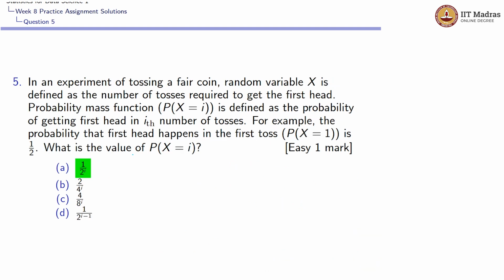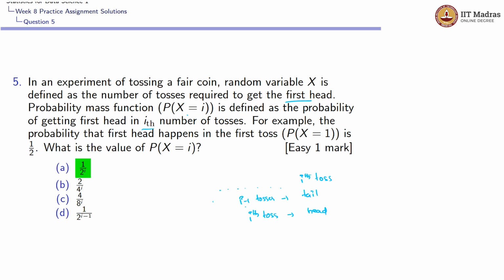If you look at the next question, so basically what they were saying is, until I go to this ith toss, I won't be getting a head. I mean, the number of tosses required to get the first head is i. That means that until i minus 1 tosses, I will be getting only tails. Only at the ith toss, I will be getting a head.